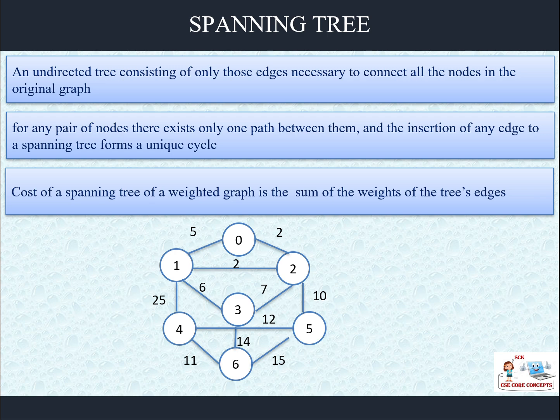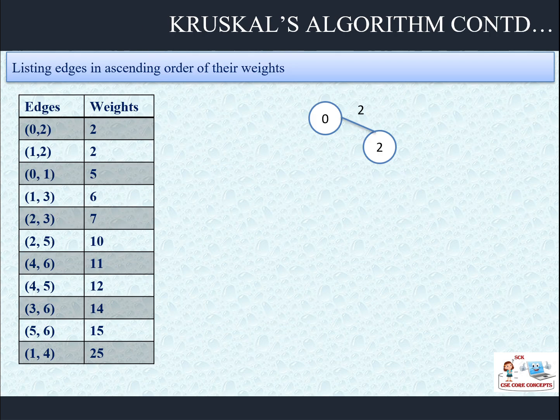Then the next weight in ascending order, from 0 to 1, is 5. Then 1 to 3 is 6. So in this order of weights I have arranged the edges. So 0 to 2 is 2, 1 to 2 has weight 2, 0 to 1 has weight 5, and so on.